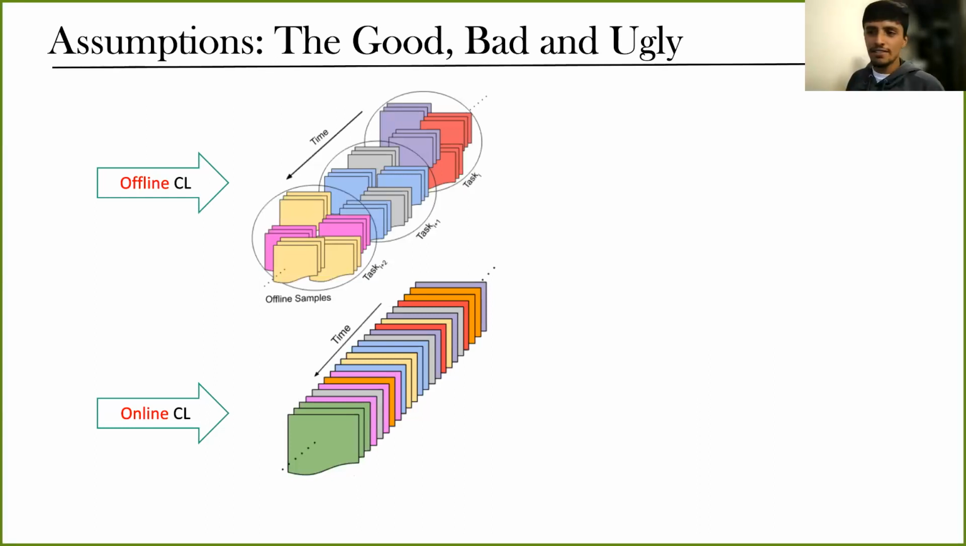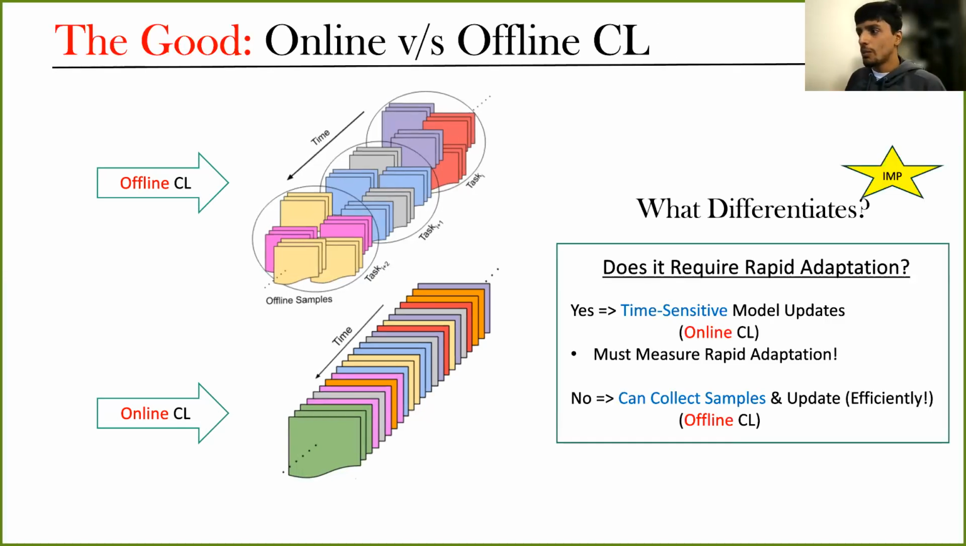Well, it's good to classify continual learning into offline and online continual learning, is what I believe. Why? Because online continual learning requires rapid adaptation. We can just ask the question, does this application that I'm training for require me to rapidly predict on the newly arriving data? Or is it just that I get a batch of data and I have to incorporate it into the current knowledge I have? If I need to rapidly predict on incoming data, then it's online.